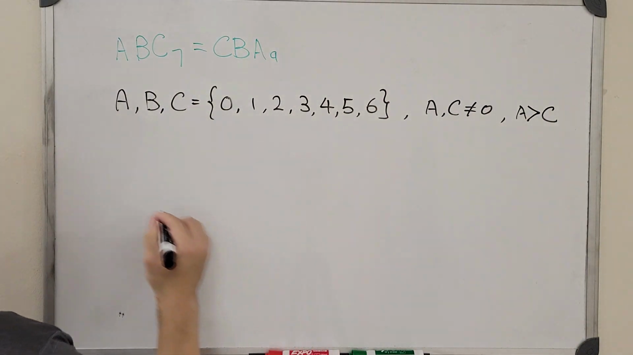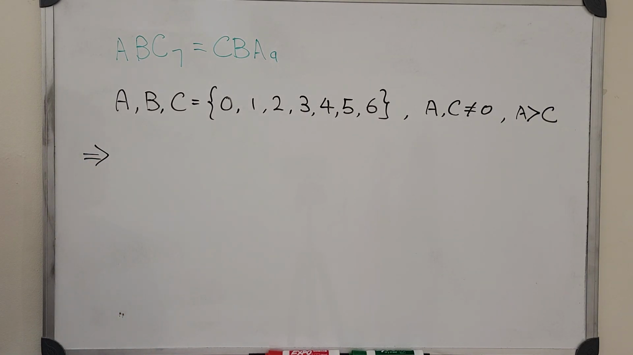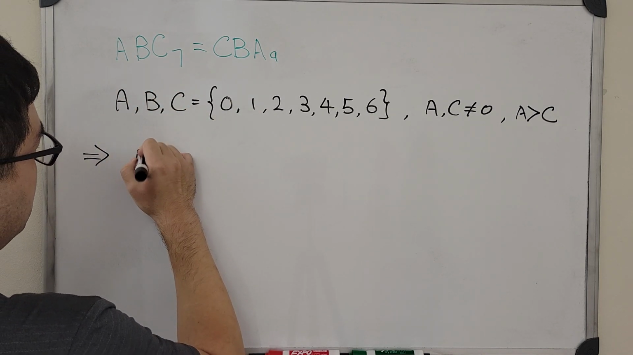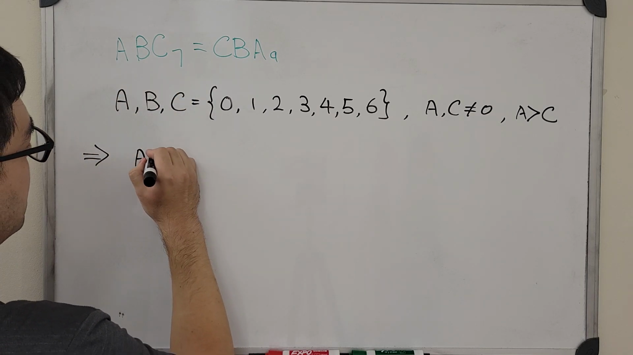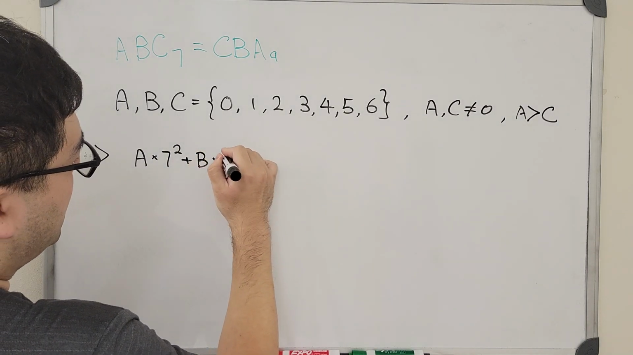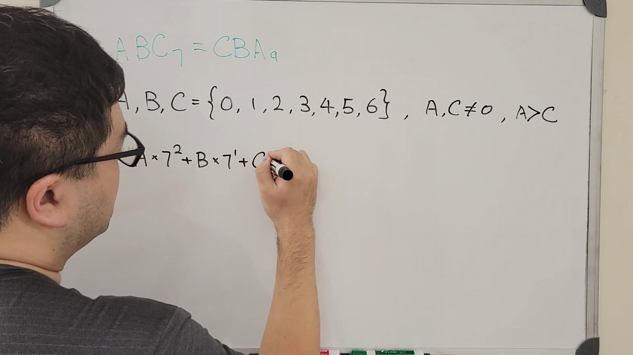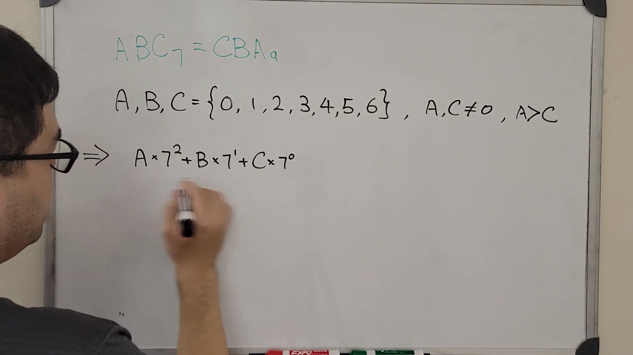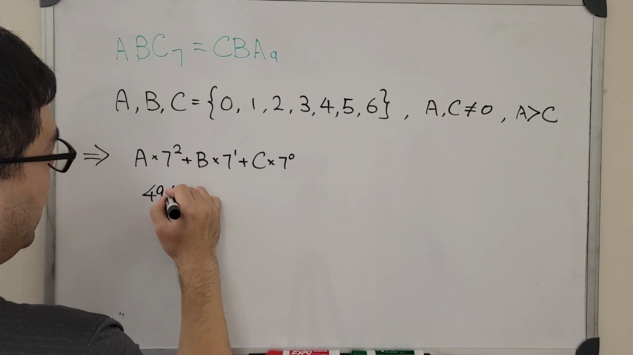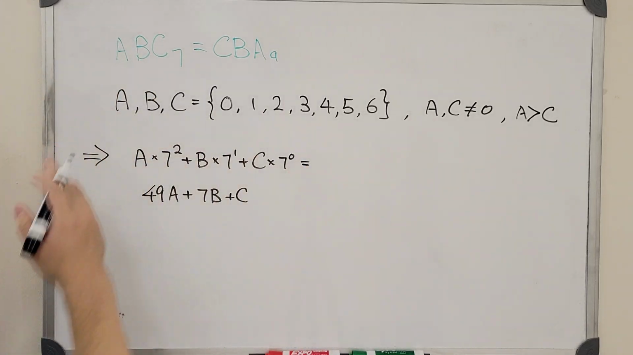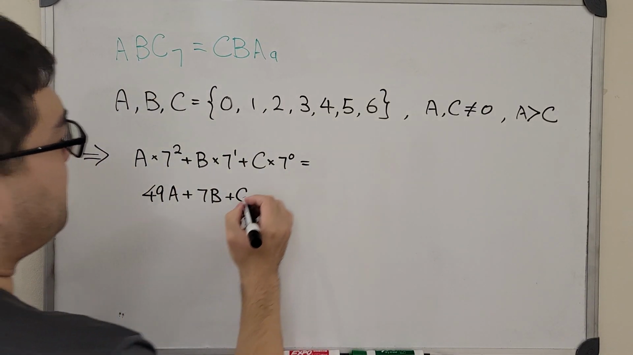So what does that do? And how does that help us? Now we're going to use the meaning of what base 7 is. This means the left hand side will be A times 7 squared plus B times 7 to the first power plus C times 7 to the 0th power, which if we rewrite it will just be 49A plus 7B plus C. And that is what the left hand side means.